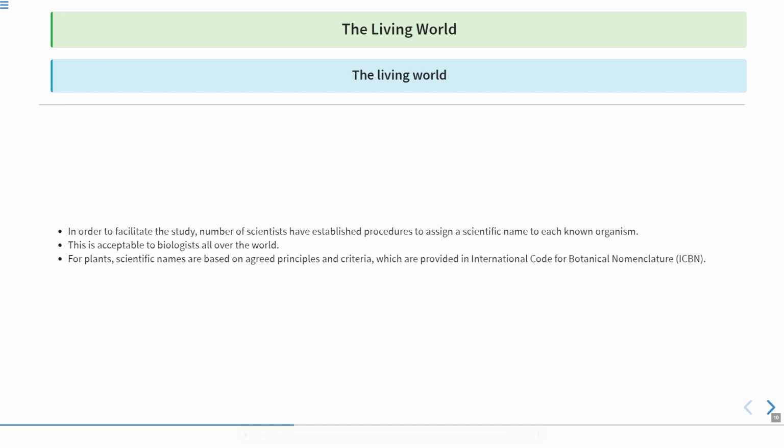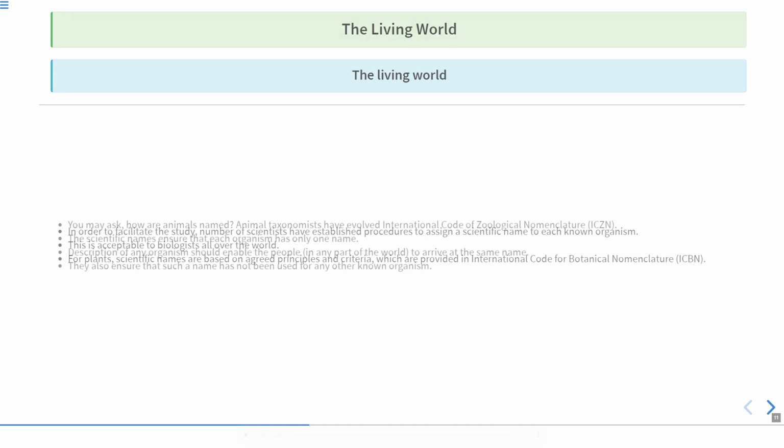So what is the criteria? It is the convention given by the organization called the International Code of Botanical Nomenclature. It gives a scientific name to all the plants, okay, for all the plants. International Code of Botanical Nomenclature, ICBN.